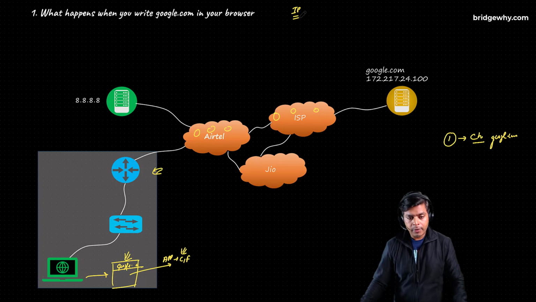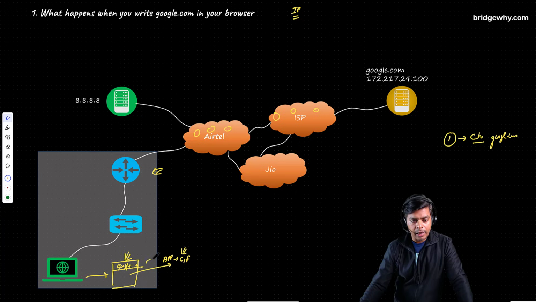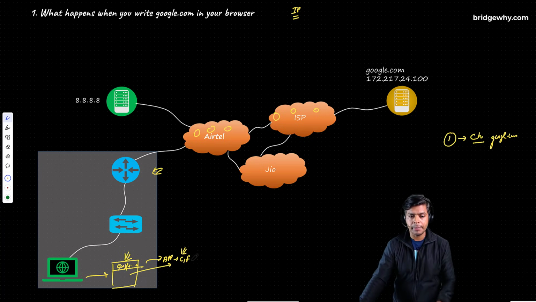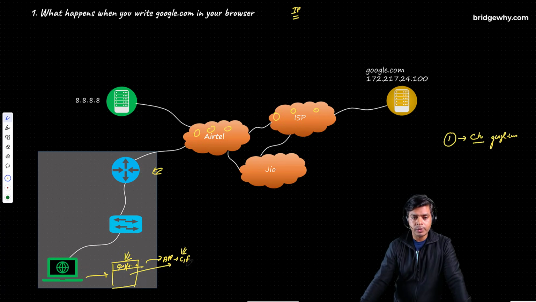So Chrome will ask itself, do you know the IP address of google.com? Does your cache have this IP address? And Chrome is going to say, no, I do not know about it. Why? Because maybe Chrome never went to google.com in the recent past, and that is why the cache doesn't have this information. What is going to happen?